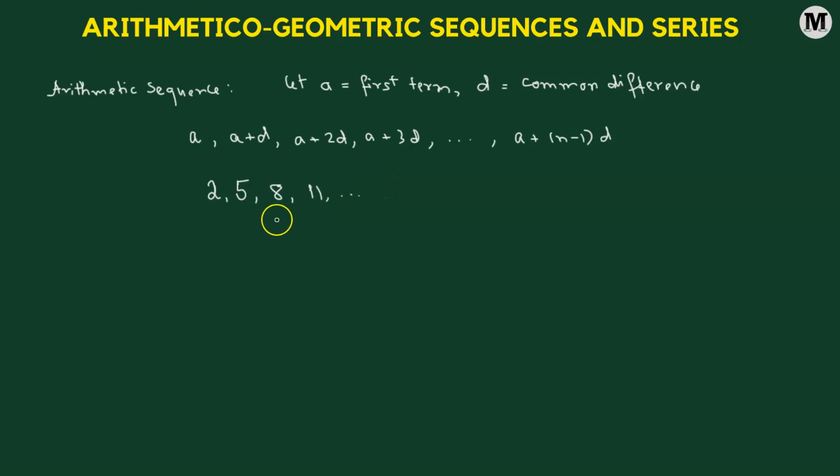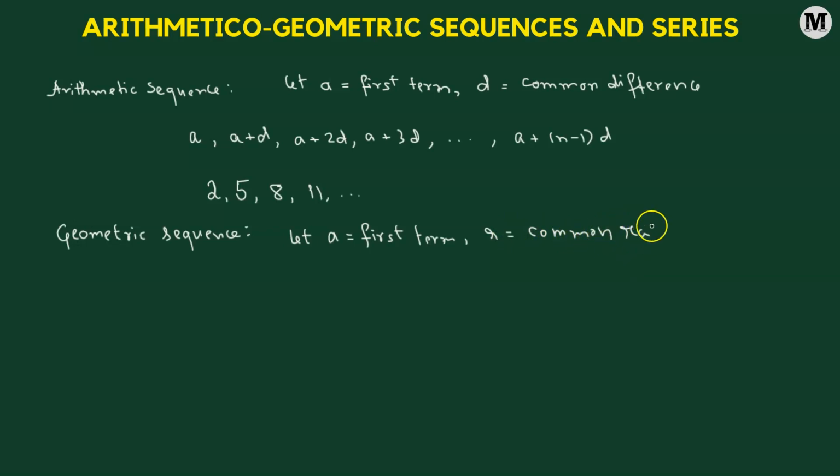Okay. Similarly, let's also quickly recap what geometric sequences are. So here we are also going to define two parameters. So let's say A is the first term. We're using the same symbol for the first term. So let A be the first term, and we're going to consider R to be the common ratio, because in the case of a geometric sequence, we need ratios.